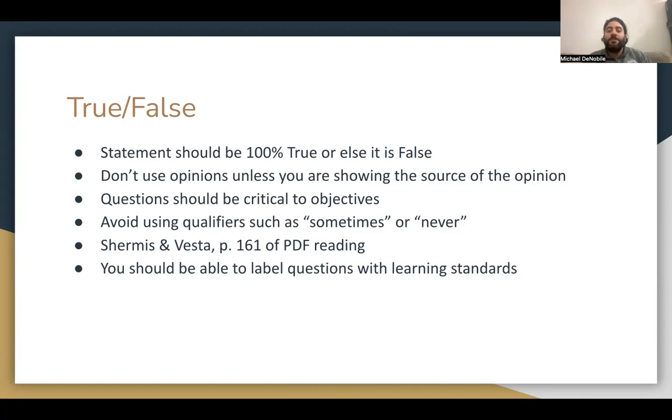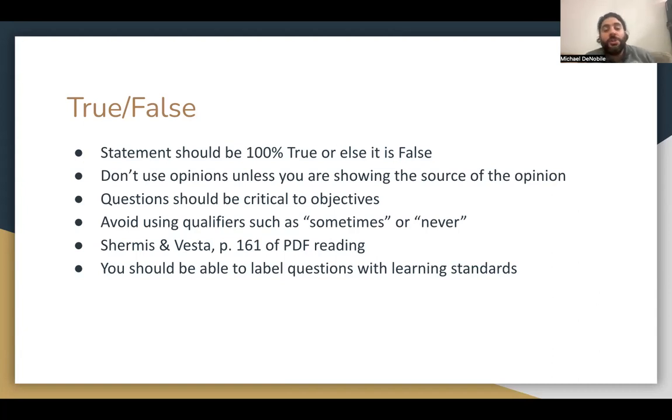Don't use opinions unless you are showing the source of the opinion, because the source of the opinion is going to determine whether the true false statement is true or false. According to Dr. So and so, blah blah blah. Because you said "according to," the students are applying it. That's a cooler true and false than simply, is the sky blue, true or false? Well, it's actually every other color but blue. Ha ha ha. Then we're not teaching science right now.